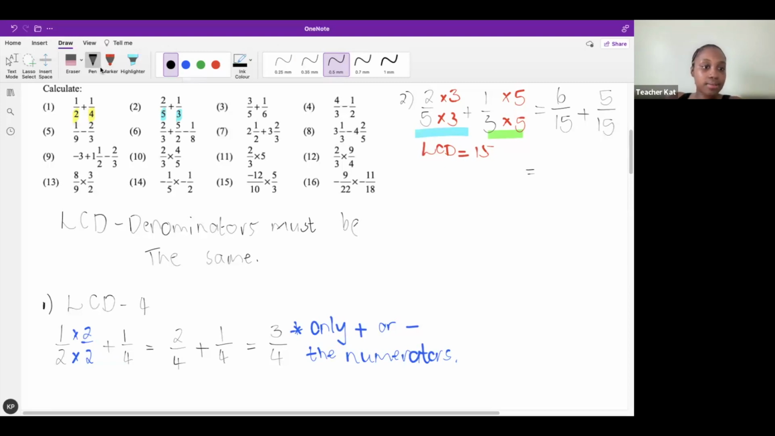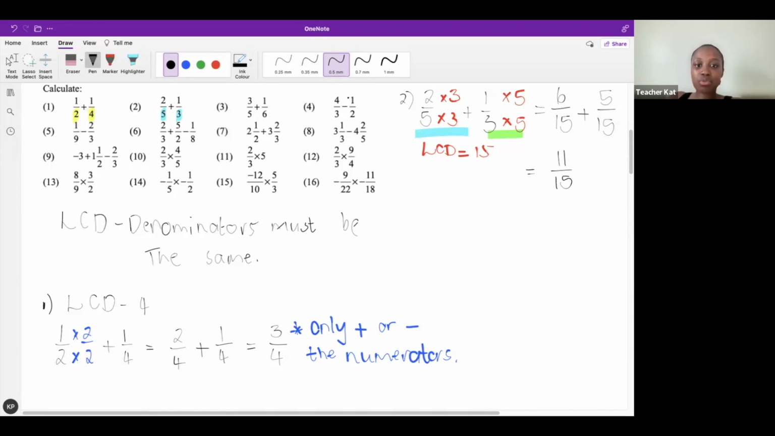Final answer. 11 over, be careful. 11 over 15. Okay, remember, we do not change or mess with the denominators. We only add or subtract the numerators. Make that note in your book somewhere. Only add or subtract the numerators.